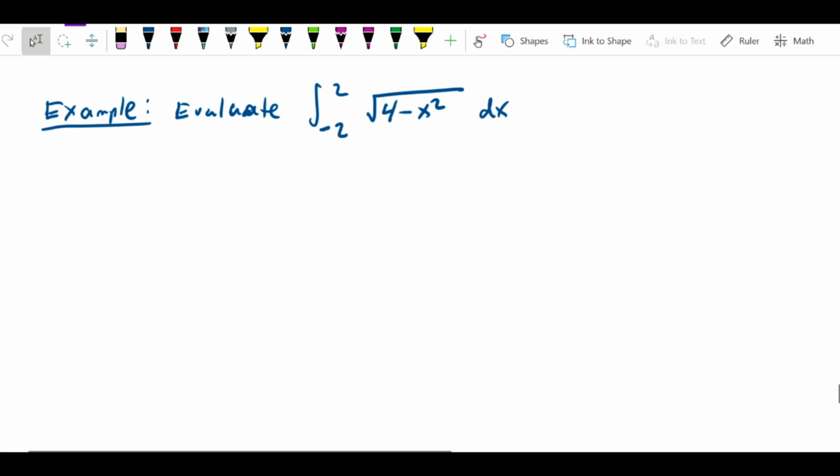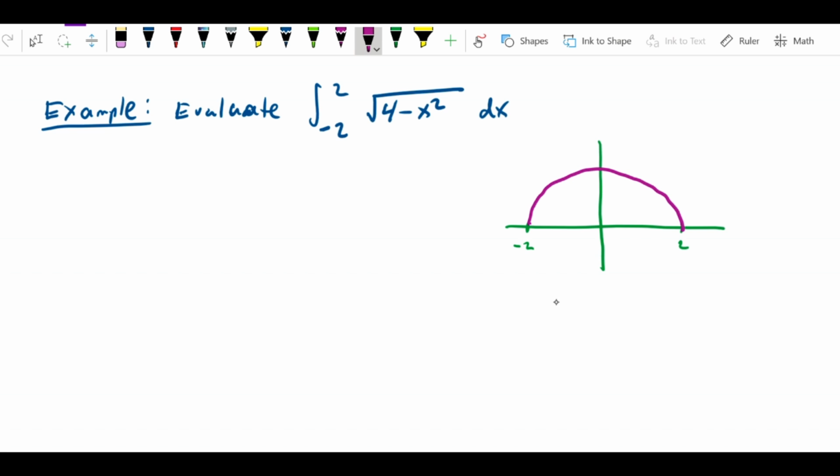So here's another example of how we can use geometry to evaluate an integral. Here we have the integral from -2 to 2 of square root of 4 minus x squared dx. Now the thing to recognize, hopefully you do recognize this, is that square root of 4 minus x squared, on the interval -2 to 2, is actually just the upper part of a circle of radius 2.